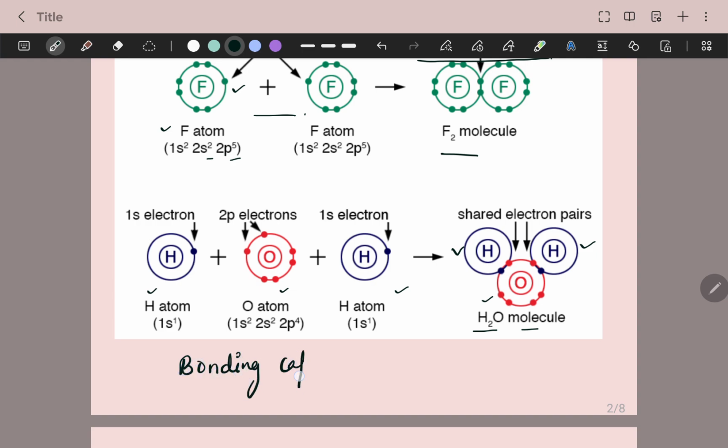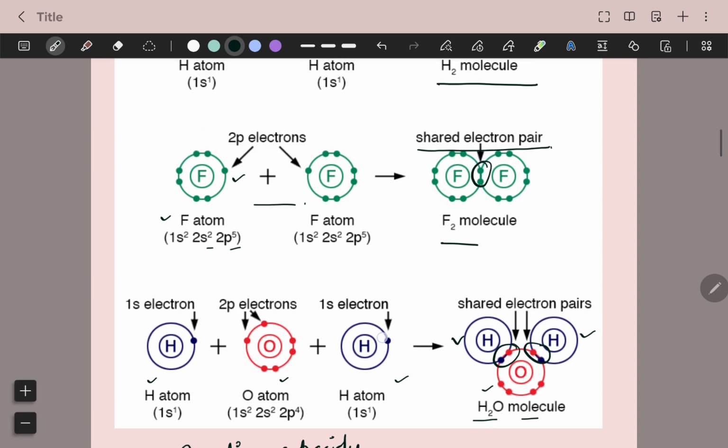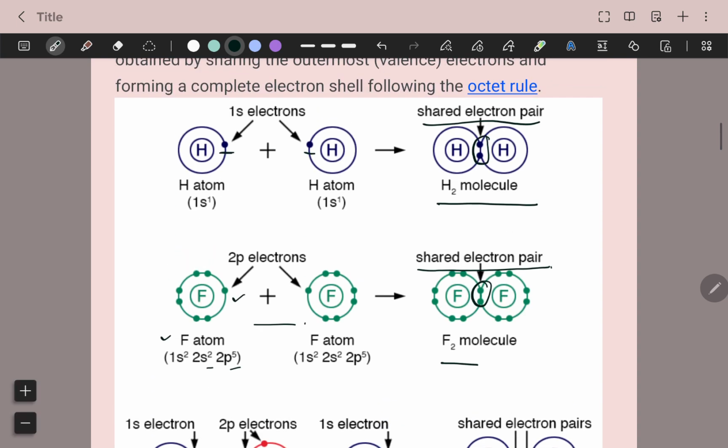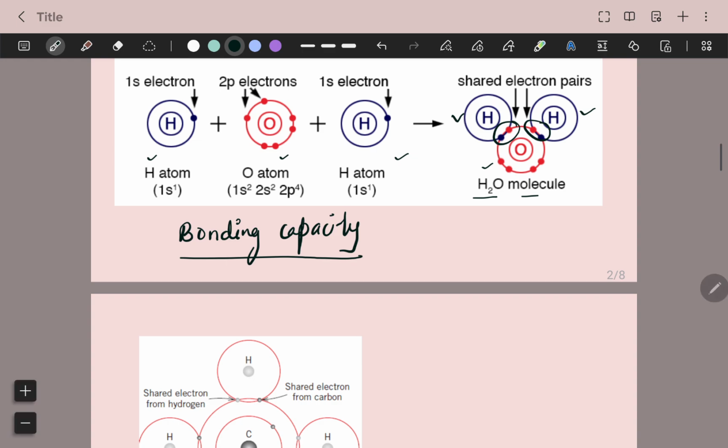Bonding capacity is simply how many covalent bonds an atom can form. If I say bonding capacity for oxygen, you saw here it can form 2 covalent bonds, 1, 2. But for fluorine, it was forming 1 covalent bond. Clear? Here it was for hydrogen, 1 covalent bond. So the bonding capacity is 2 for oxygen. Clear? So it is the number of covalent bonds the atom can form.